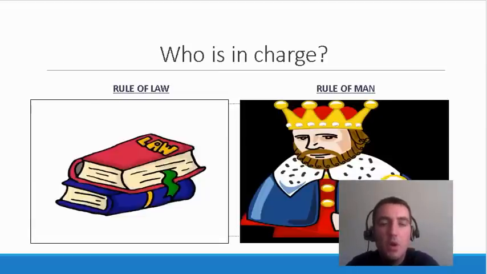So the rule of law is going to be about who or what is in charge in a society. So in most societies in our world, they're going to practice either the rule of law or the rule of man. So you're probably more familiar with the rule of man. You might just not know it.